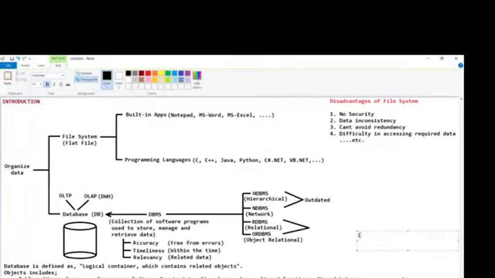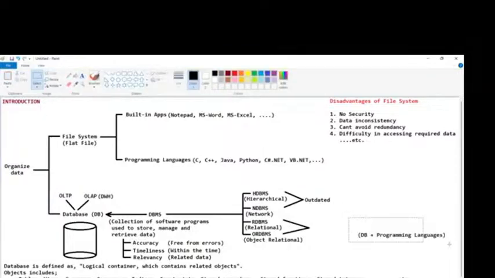Why is it outdated? Because I said it's a combination of two things. Because you manage the database using programming languages here. You're going to manage data using what? Programming languages. That is the reason it's outdated. Which programming languages? Two are mostly used here.